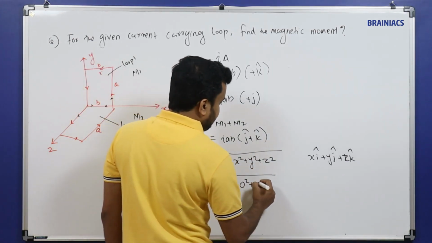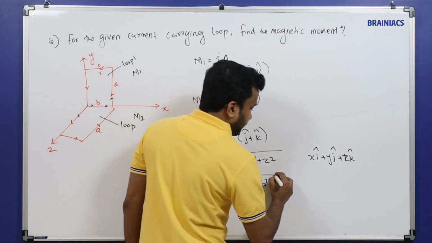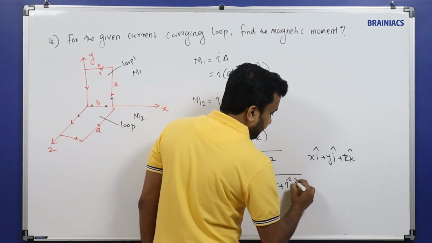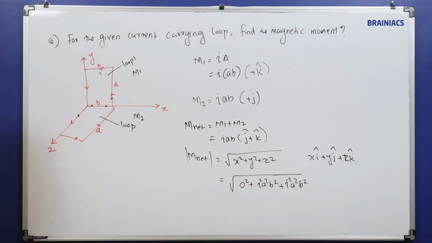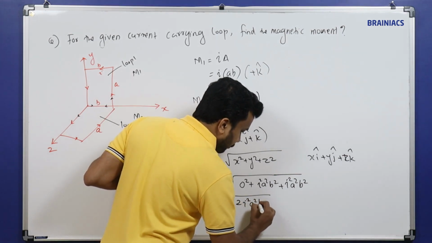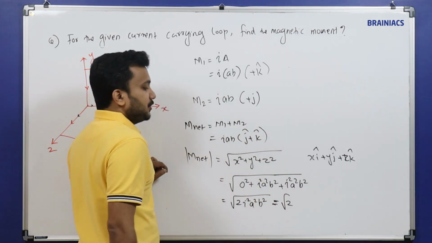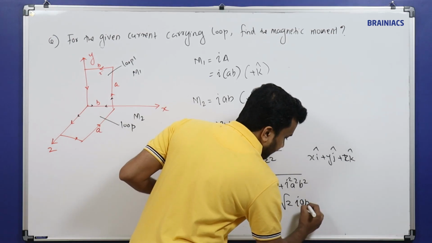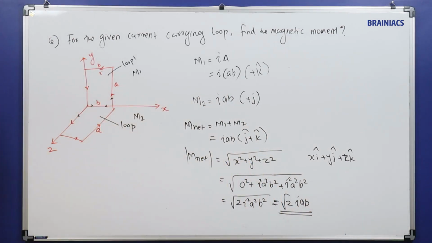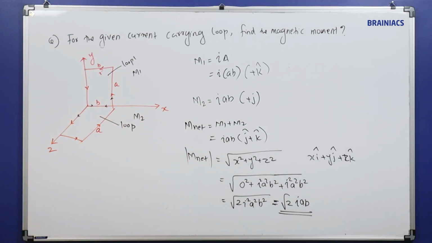Y means J, so which means what? I square A square B square, where I is the current. Then the next one is Z square, again I square A square B square. So 2 times I square A square B square. What will we get? Root 2 times IAB. This is the magnitude format, and this is the vector format. Hope this is clear to you. Right? So root 2 IAB.